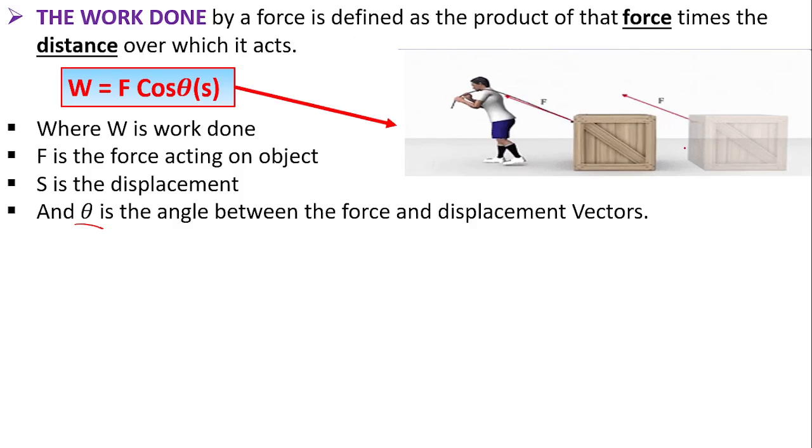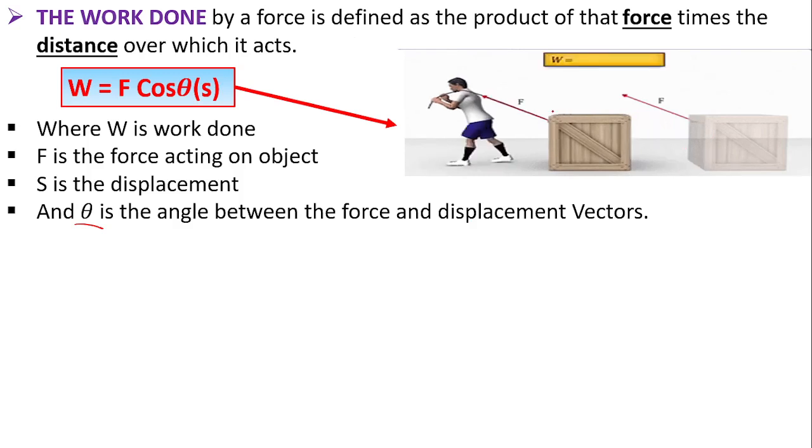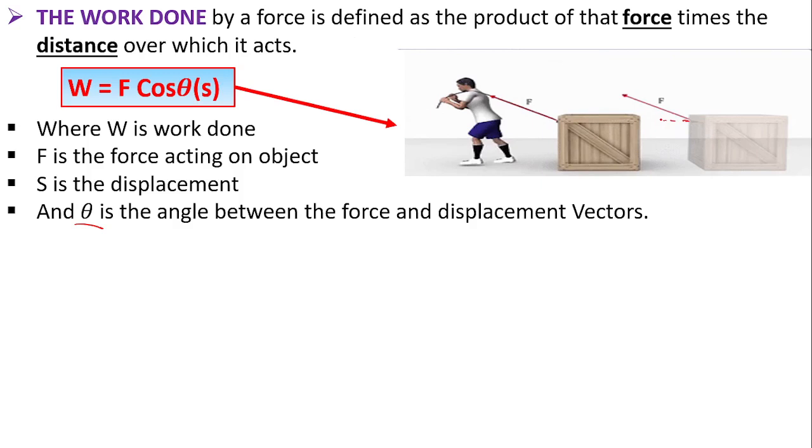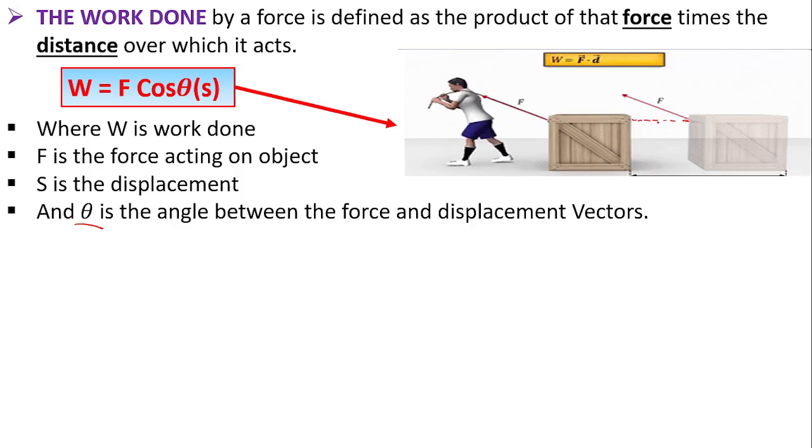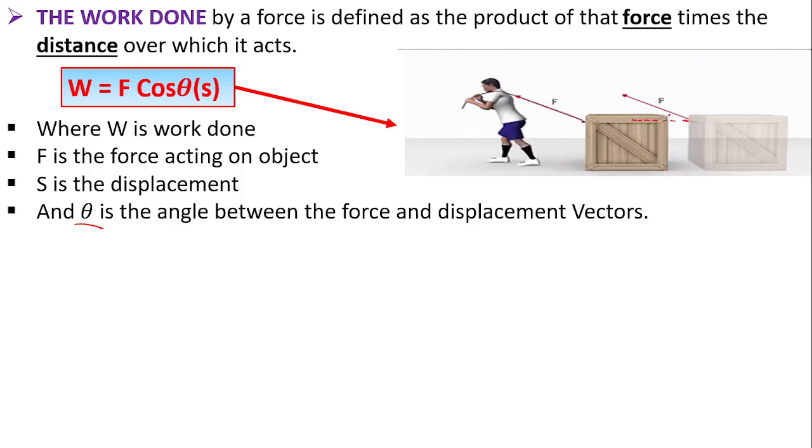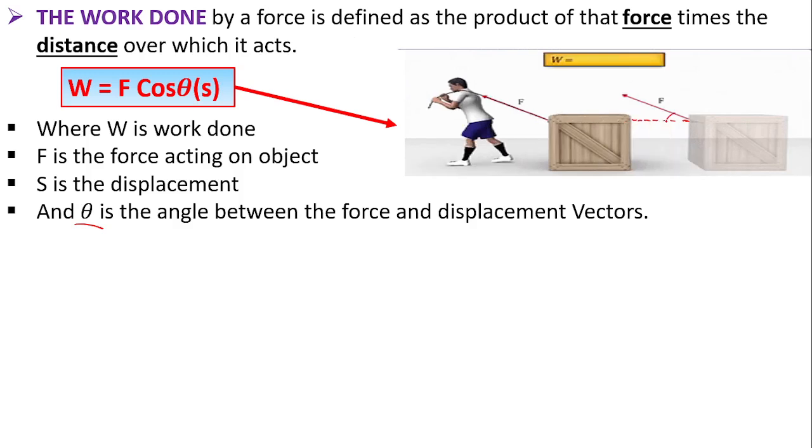If you look at this object, the force is going this side. In terms of animation, this is how the force is. The distance which will be covered is this particular distance here. This distance has an angle with the force. This angle which exists here, which is theta, is the one that we normally consider when finding the work done by the force. So theta is just the angle between the force and the displacement vectors.